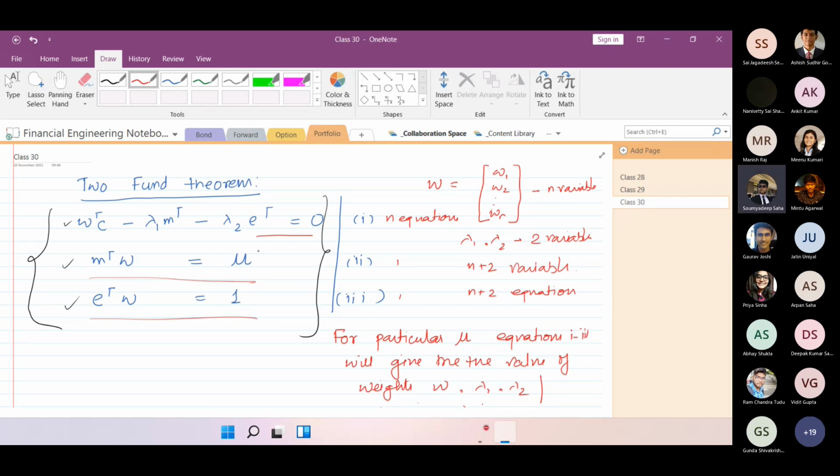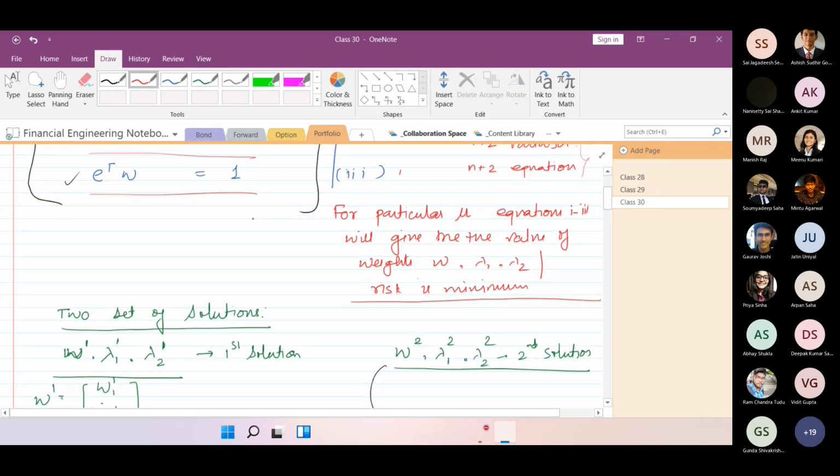So this weight has n components, W1, W2, Wn, corresponding to each asset, and lambda1 and lambda2 are the two variables. So we have n plus 2 variables. From the first one, we will get n equations, and from the other two, because those are scalar, we will get two separate equations. So we'll have n plus 2 variables and n plus 2 equations to solve them.